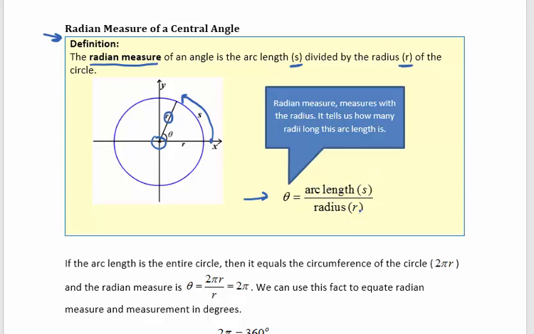Okay? So radian measure, what it really does, and I got a little call out there for it. Radian measure measures with the radius. It tells us how many radii long the arc length is. Because remember, if we do a division, we're asking how many of these radii fit into this arc length. Could be a whole radius, it could be more than a radius, or it could be less than a radius. But that's how we measure in radian measure.